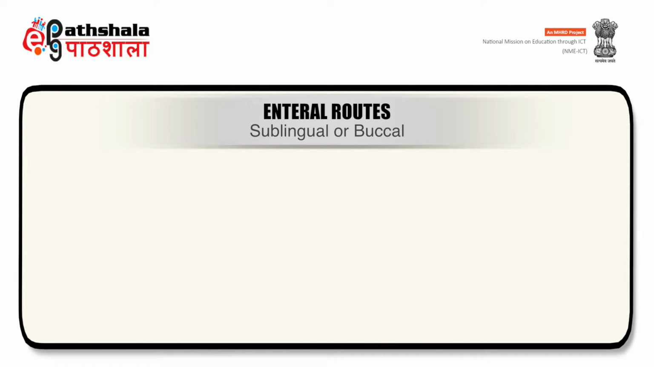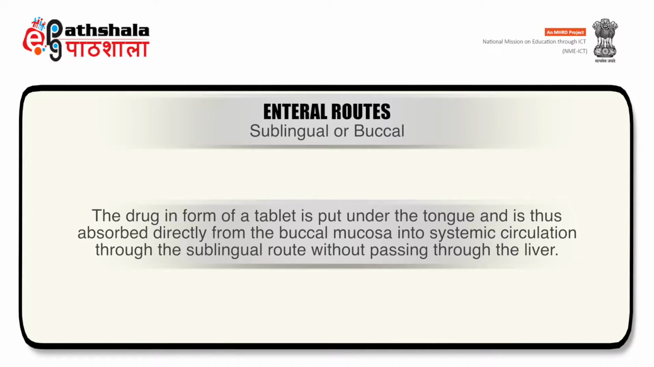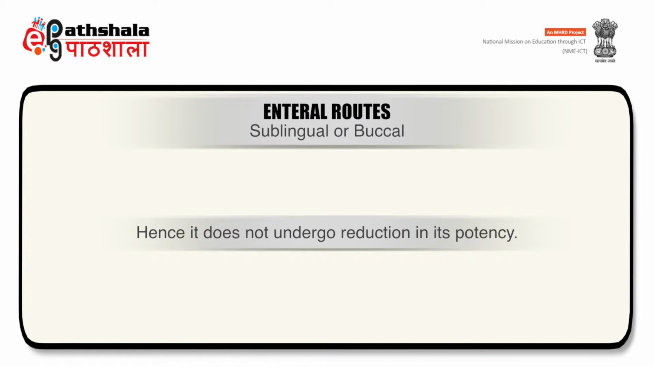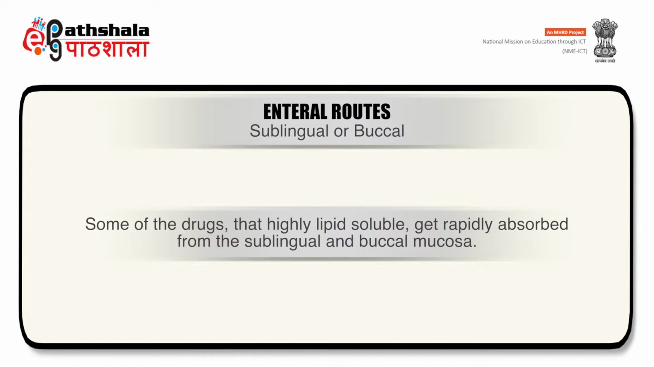The next enteral route is sublingual or buccal route. The drug in form of a tablet is put under the tongue and is thus absorbed directly from the buccal mucosa into the systemic circulation through a sublingual route without passing through the liver. Hence, it does not undergo reduction in its potency. Some of the drugs that are highly lipid soluble get rapidly absorbed from the sublingual or buccal mucosa.